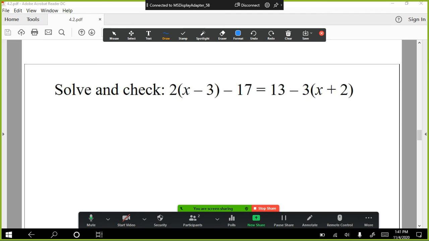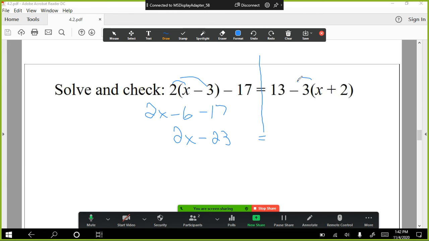Same rules apply though. I have to keep each side of the equal sign separate, and I have to simplify each side. Here I'm going to distribute the 2, so that will become 2x minus 6, and then minus 17. And then I need to combine the constants, negative 6 and negative 17. So 2x, negative 6 minus 17 is a negative what, 23?